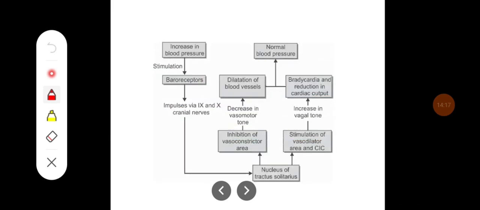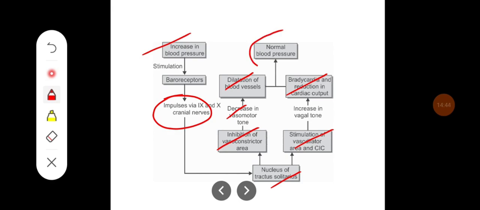So this is the mechanism of the baroreceptor. When blood pressure increases, the impulses via the 9th and 10th cranial nerves reach the nucleus tractus solitarius, which inhibits the vasoconstrictor area and decreases the vasomotor tone, leading to dilatation of the vessels. Simultaneously, there will be stimulation of the vasodilator area and cardiac inhibitor center, which leads to bradycardia and reduction in the cardiac output, so the blood pressure is restored to normal.